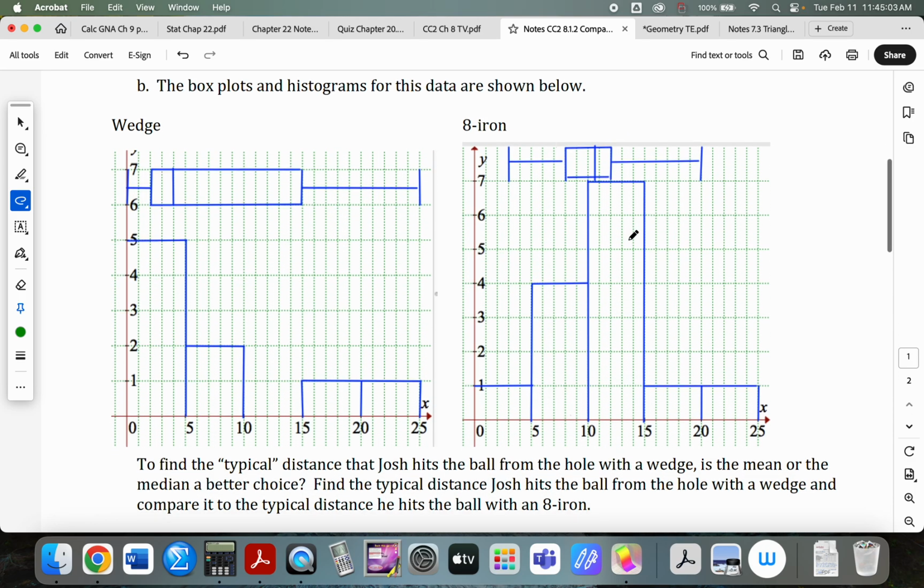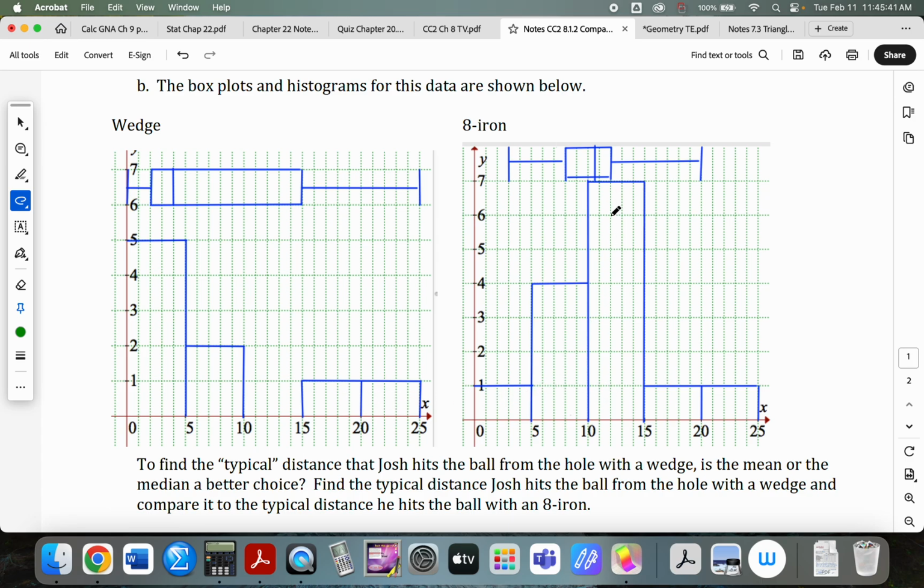So here are the box plots and the histograms. Let's take a look at those. There's a couple of things you should notice. First of all, the box plot for the wedge is more spread out, isn't it? There's a greater spread in our data. And notice that the interquartile range is way more spread out than this one is. But notice there's this gap here. He either does pretty well with his shot or not very well.